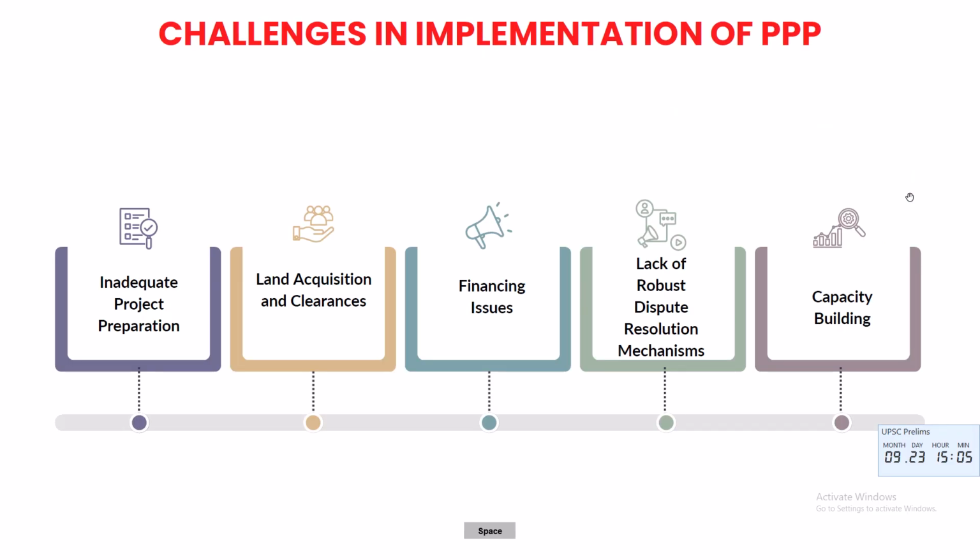Next comes the challenges in the implementation of PPP. This is the part of the movie where everything goes wrong. Inadequate project preparation. If you plan poorly, you plan to fail. Unrealistic traffic projections, insufficient due diligence, that's a recipe for disaster and often leads to projects failing faster. Land acquisition and clearances. This is the bane of every infrastructure project. Delays in acquiring land, environmental clearance, and forest clearances are major impediments. It's like trying to build a skyscraper on quicksand, costly and time consuming. Financing issues.